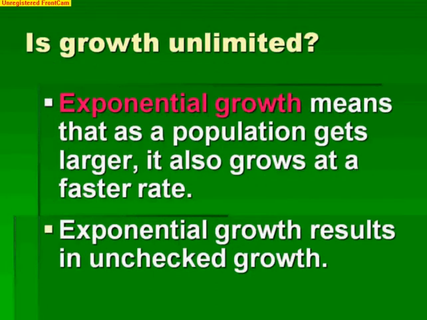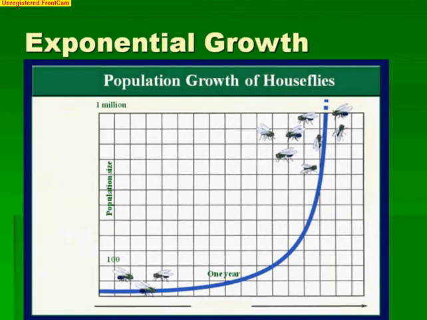This is oftentimes referred to as exponential growth, meaning that as a population itself gets larger, it also will grow at a faster rate. Exponential growth results in unchecked growth. Oftentimes, exponential growth is described as the J-shaped curve. So if I refer to something as being J-shaped, you should know that that refers to exponential. So make sure we write down J-shaped.